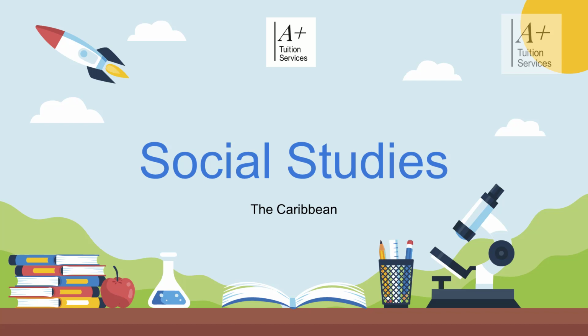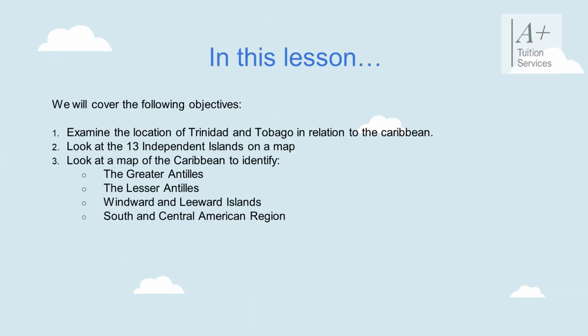In this lesson for social studies, we will explore the Caribbean. Stay tuned. In this lesson, we will cover the following objectives. The first, we will examine the location of Trinidad and Tobago in relation to the Caribbean. Basically, we're going to look at Trinidad and Tobago on a map, the neighboring islands, and its location in the Caribbean, where it is situated.